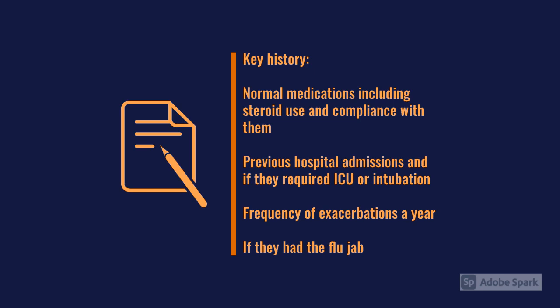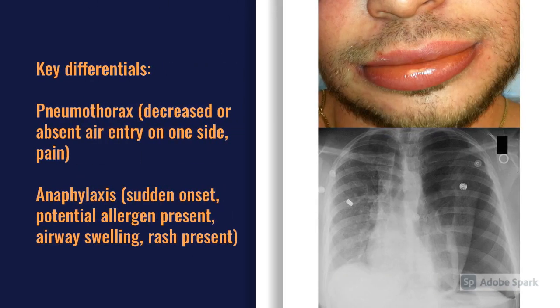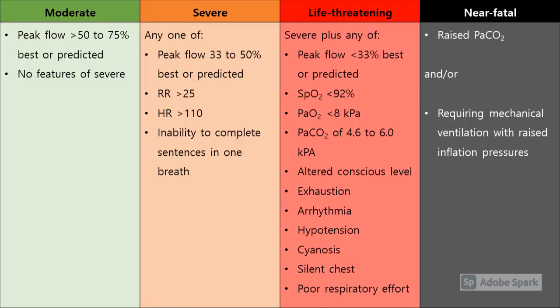And the key differentials that you want to try and exclude through your A to E assessment, through your history and examination, is there a pneumothorax, and is there any evidence of anaphylaxis? Because obviously the treatment for both of those are different to asthma. But then really you want to move on and think about grading the severity of the asthma.